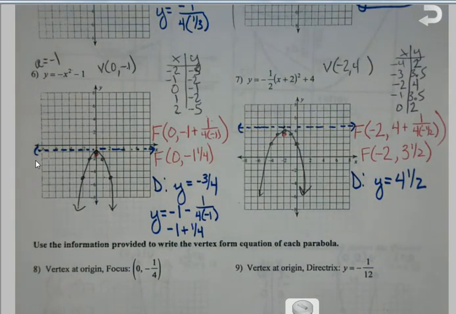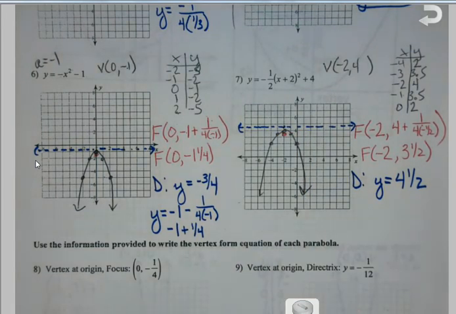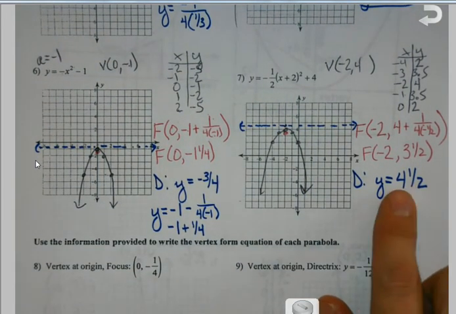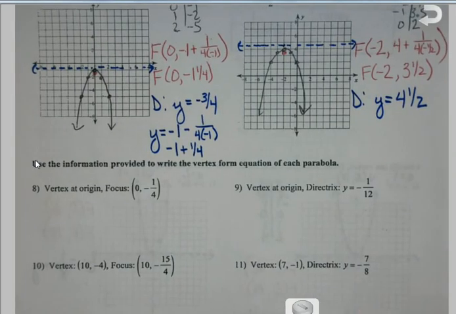Just keep reminding yourself, as long as your focus is inside your parabola and it's equidistant, your focus to the vertex and also your directrix to the vertex, that will help you because you probably won't even have to remember the formula for this as much. It's still good to know, though, just in case you're asked for some other information. Like, use the information provided to write the vertex form of the equation of the parabola.